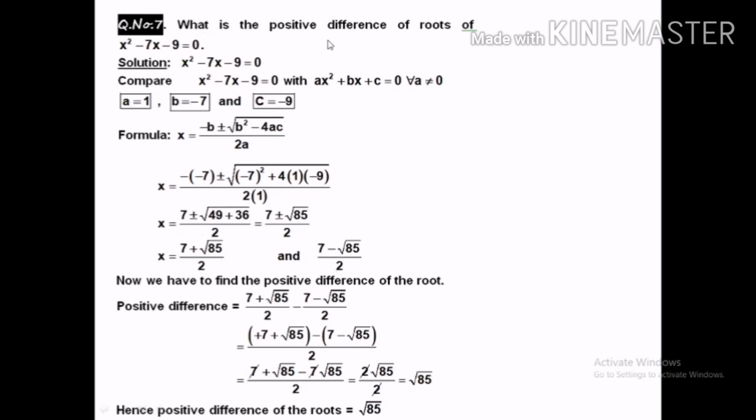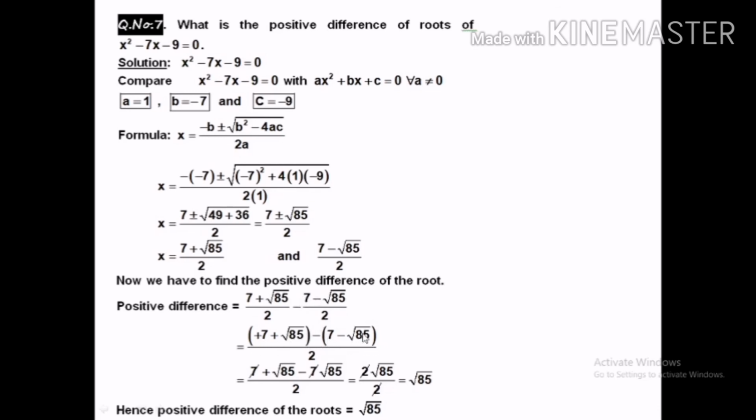We get two roots. Now the question is, what is the positive difference of the roots of this equation? Now we find the difference of these two roots. The positive difference is the positive root minus the second root. So 7 plus root 85 by 2 minus 7 minus root 85 by 2. Taking LCM 2, we get 7 plus root 85 minus, in brackets again, 7 minus root 85.